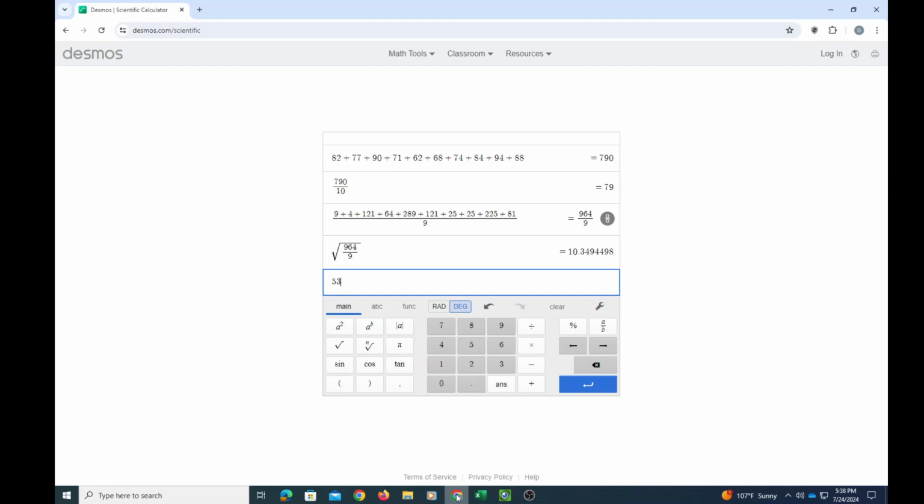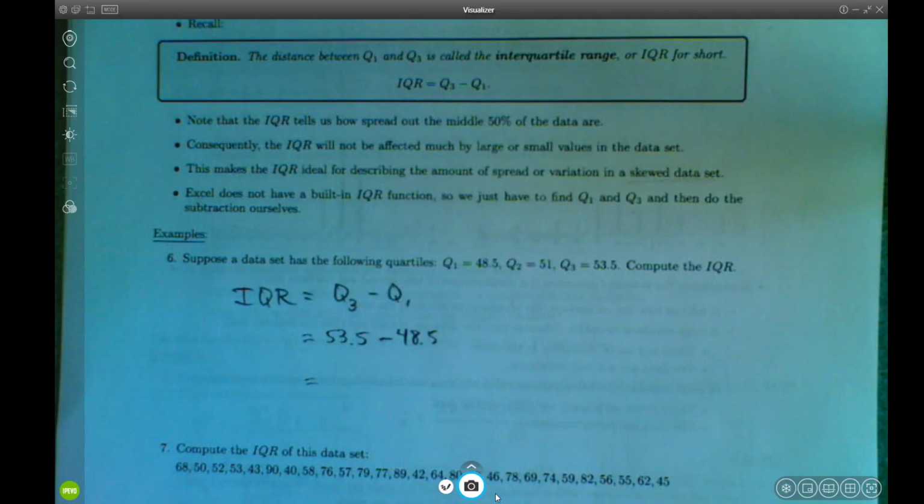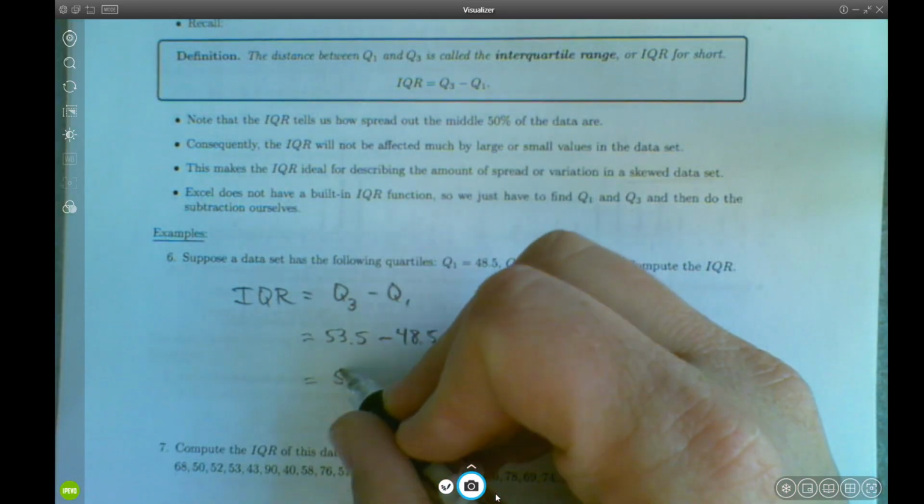53.5 minus 48.5 is 5. So that's the IQR.